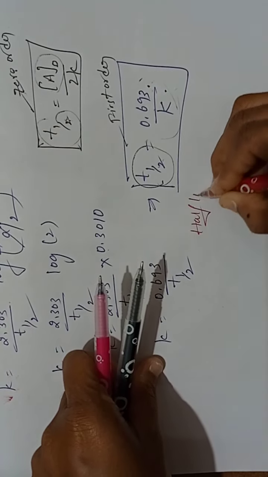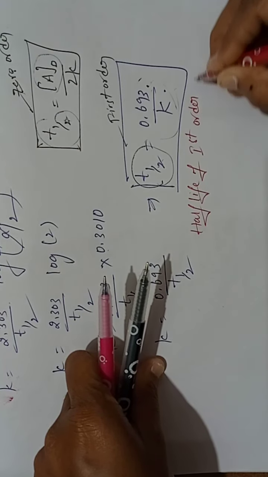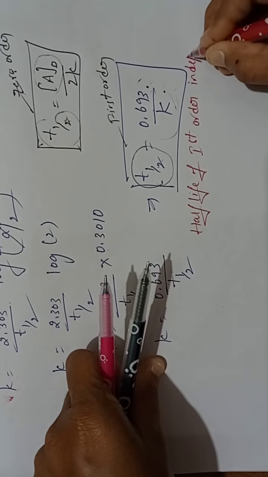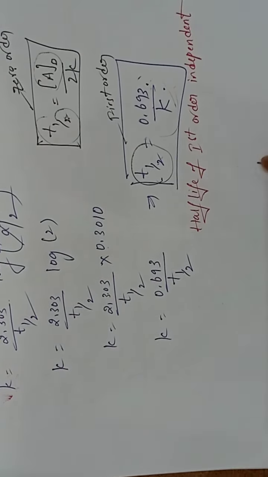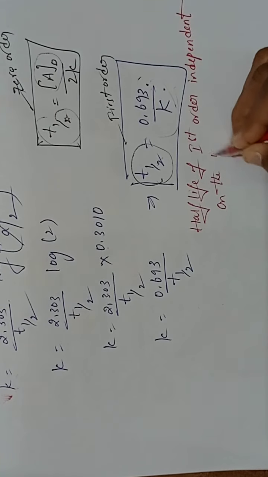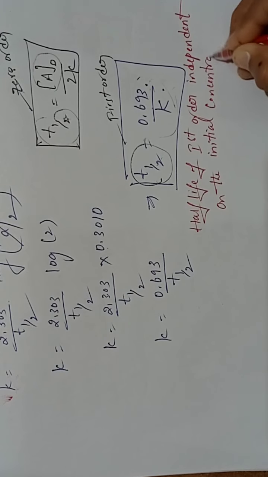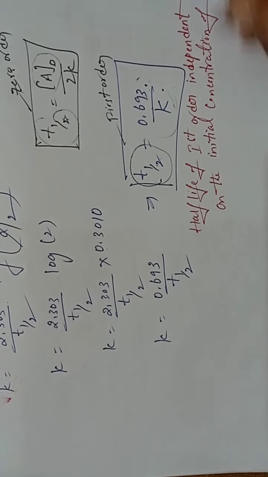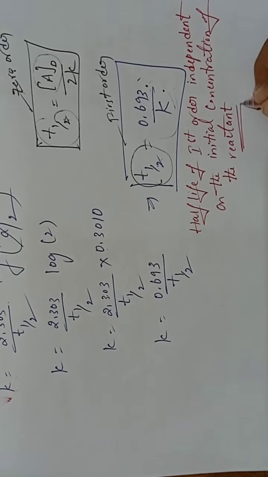Finally, one sentence. The half-life of a first order reaction is independent of the initial concentration of the reactant. Initial concentration of the reactant, students. Clear this one? Understood?